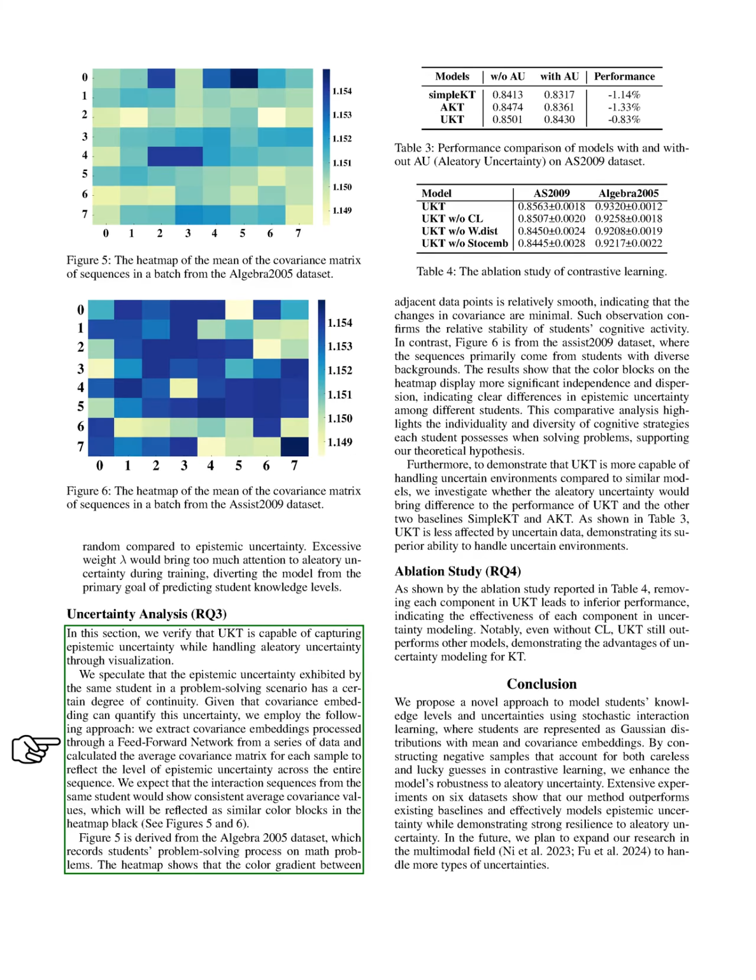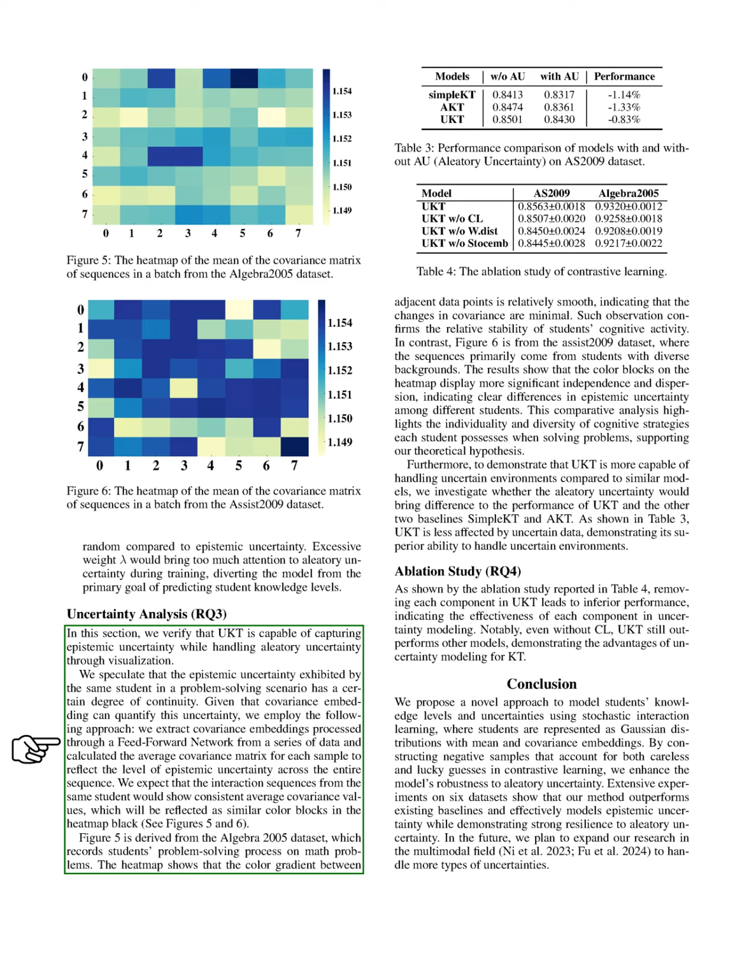In our uncertainty analysis, we demonstrate that UKT effectively captures epistemic uncertainty while managing aleatory uncertainty through visualization. We hypothesize that a student's epistemic uncertainty remains relatively consistent across problem-solving scenarios. By extracting and averaging covariance embeddings from a series of data, we expect that sequences from the same student will show similar average covariance values, represented as similar color blocks in a heat map.